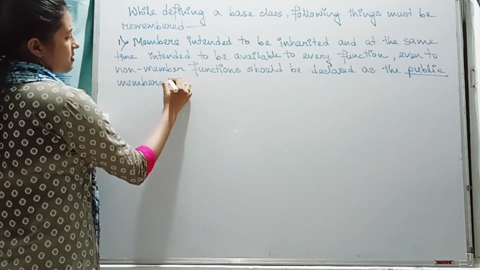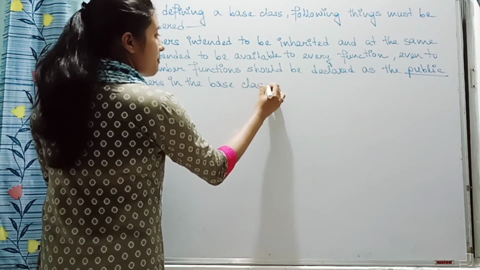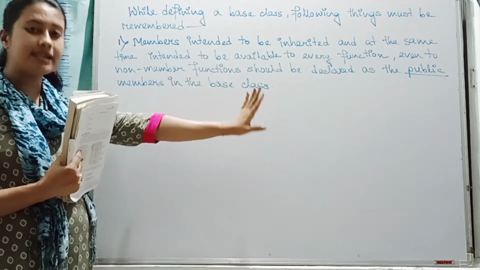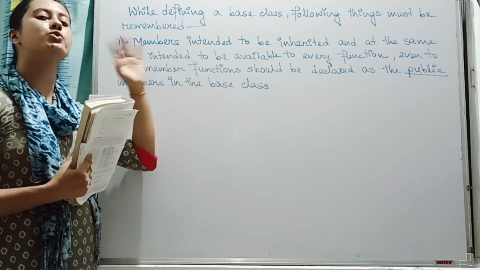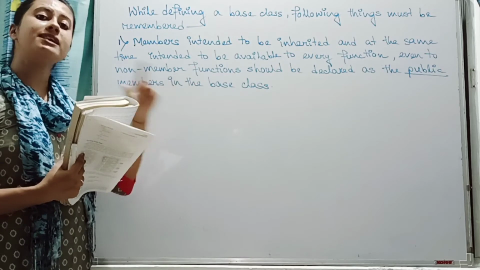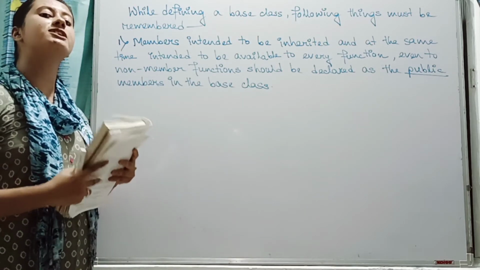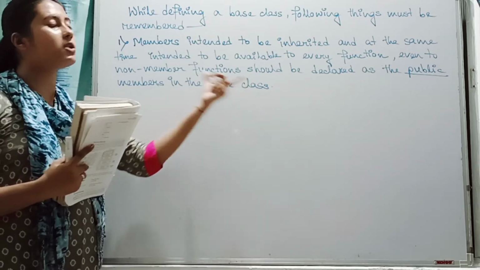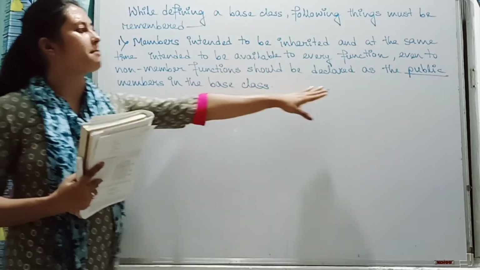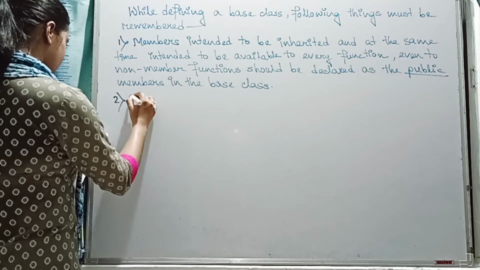Okay. What is the meaning? It is telling that the members which you want to be inherited, and at the same time the member should also be available to all the functions, even to the non-member function. Then in which section it needs to be defined? In the public section, because public section's members can be inherited also and it is available to non-member function also. So that type of member should be defined under the public section. Now you come to the second point.